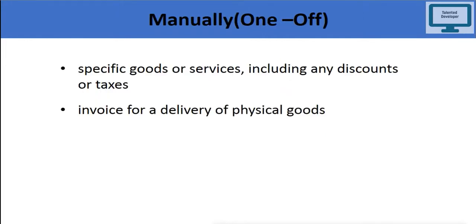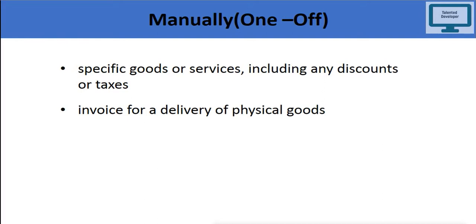So manual we can say is sometimes one-off. One-off invoices are used to request payment for a specific good or service, including the discount or taxes. For example, we are going to generate an invoice for delivering a physical good, okay? So that comes under manual, and it happens only one time.